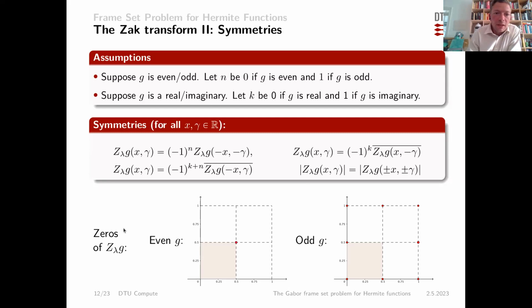You can actually verify some zeros of the section form. So if your generator g is even, it has 1 zero at a half, comma a half. And if your generator is odd, it has more zeros, but they sit on a half, comma a half, or 1, comma a half, except for 1/2, comma 1/2.